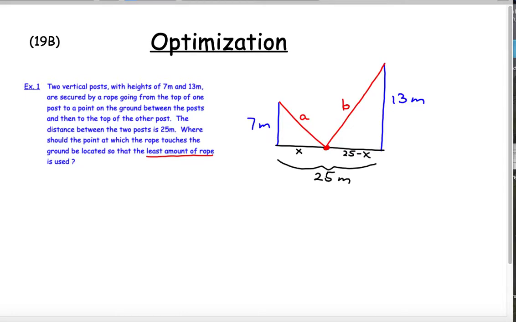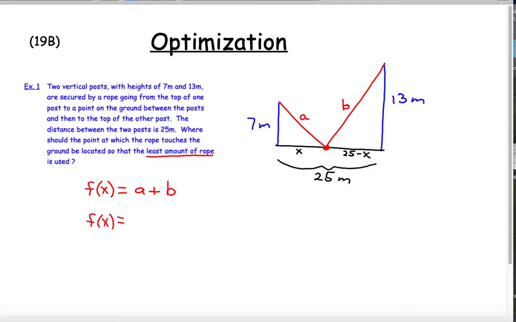All right, so we want to use the least amount of rope. So what we need to do is write a function which represents what we're trying to maximize or minimize. And then we want to find a max or a min of that function. So in this case, let's do it in red. We're going to write a function, call it f of x, and it's going to represent the length of the rope, or in other words, a plus b. So I'm going to do this in terms of x.